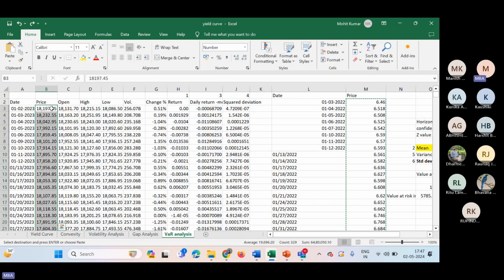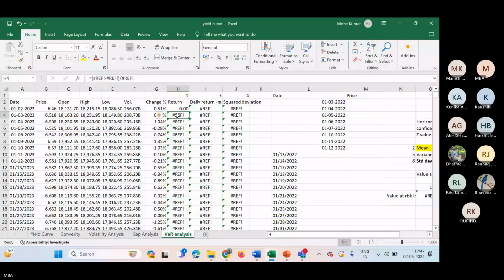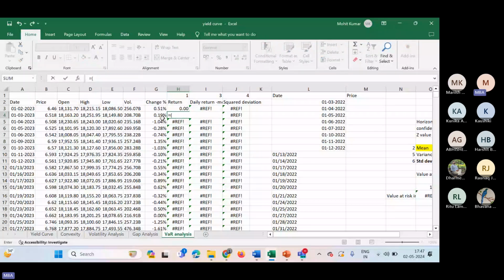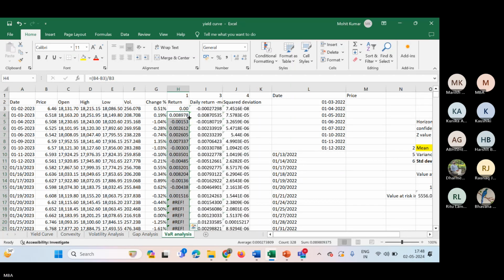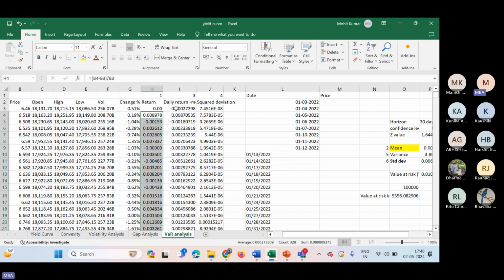Okay. So see, one guy was asking how we calculated. We calculated it as current price minus previous price, divided by previous price. Same formula you have to apply for everything. Everything is on track now. That's how your daily return came.